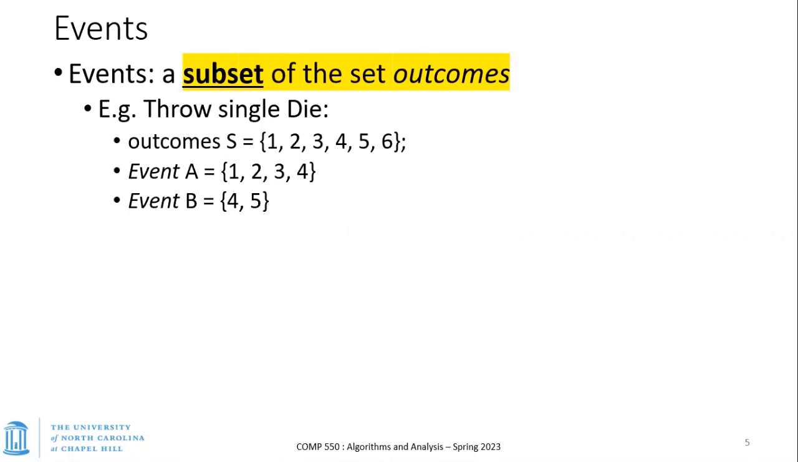If you're rolling a die, the outcomes are 1 through 6, and then you can define a whole bunch of events. One event could be an event A, which is one subset, let's say 1, 2, 3, 4. You could define a different event B, which is 4 and 5. Now I said the outcomes are mutually exclusive, right? But are the events mutually exclusive?